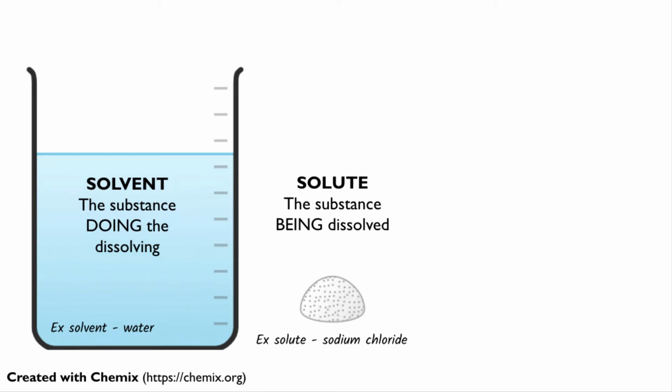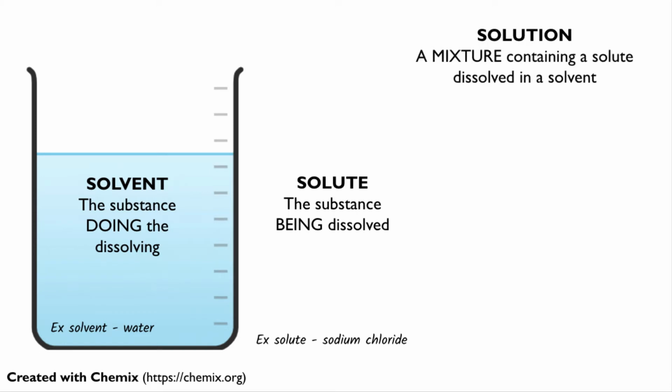Now, once I take the solute and put it into the solvent and it dissolves, I now have a solution. A solution is a mixture containing a solute dissolved into a solvent. So our example in this case would be aqueous sodium chloride, or NaCl(aq). Whenever you see the sign aq, that means you are looking at a substance that's dissolved in water, or you're looking at a solution.